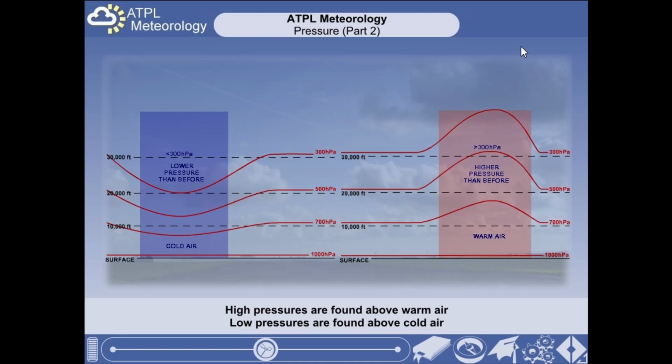In summary then, we can say that warm air causes isobars to expand in the vertical, decreasing the pressure lapse rate and increasing the pressure at any given height. It is important to note that pressure is still less than at the surface, but depending on the temperature of the air, the relative pressure at a given height in cold air will be less than in warm air.